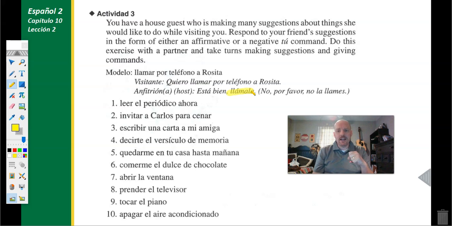Call her. Llámala. If I wanted to say don't call her, remember I've got to go through that process for the negative conjugation of the tú. The negative command, which would be no llames, don't call. And then I have to put the object pronoun la, which refers to her, before the conjugated verb. So no la llames. Llámala, call her. No la llames, don't call her.